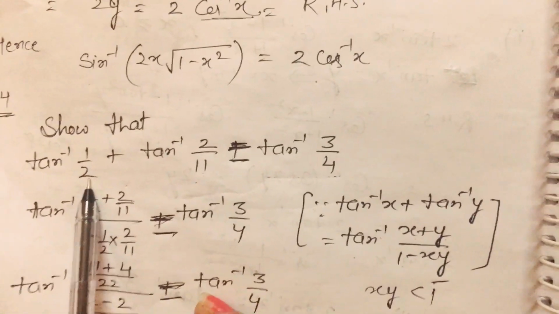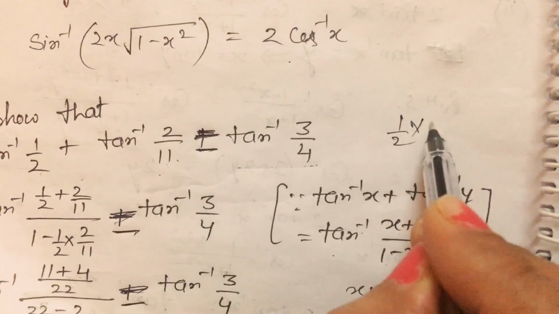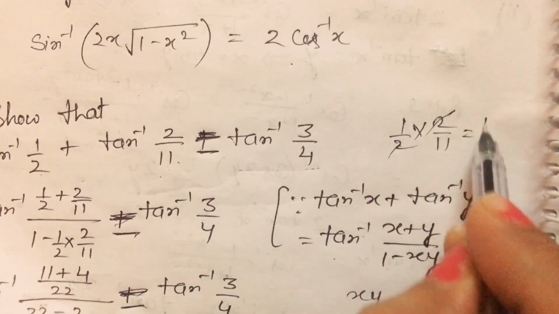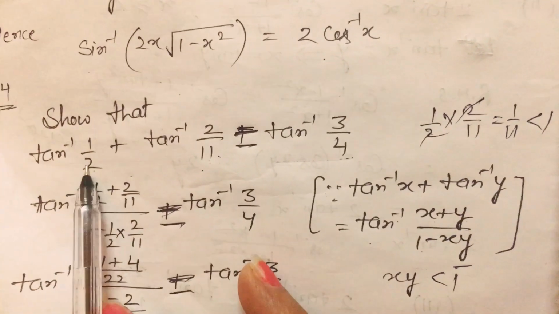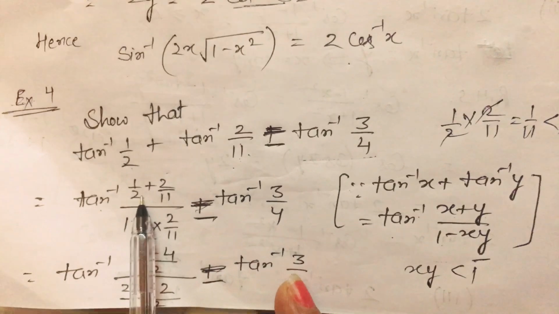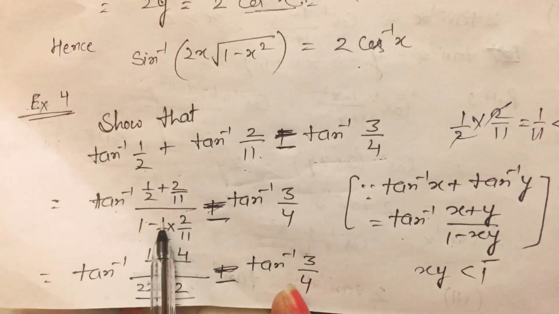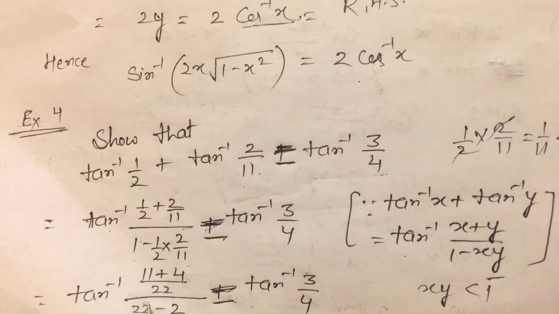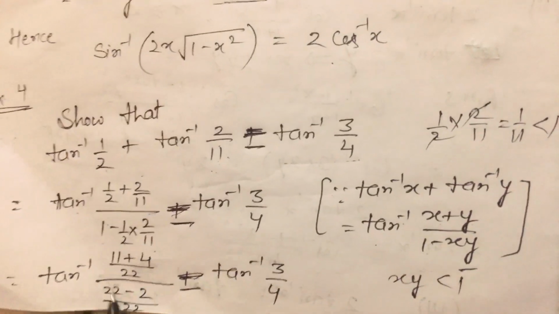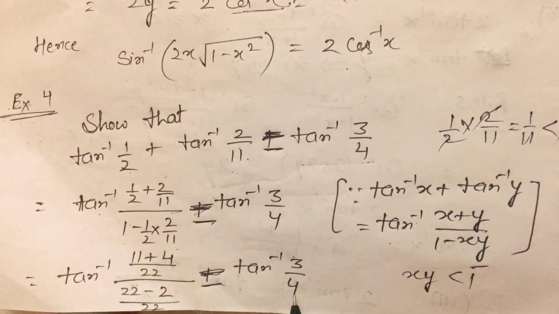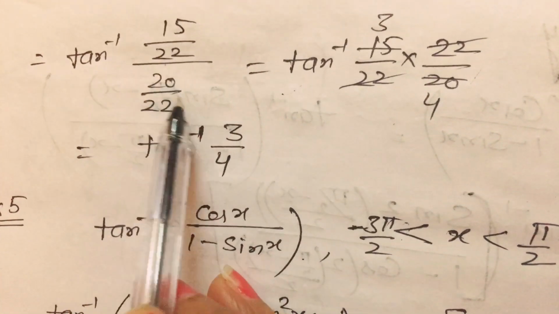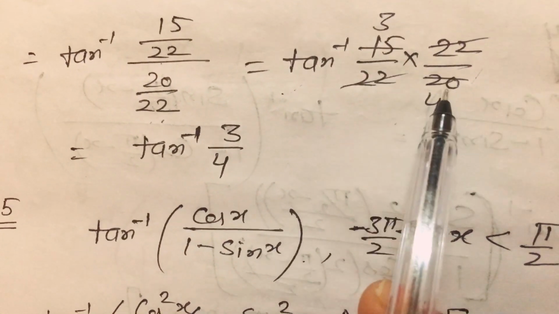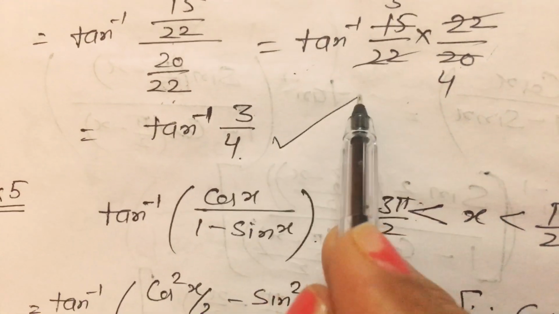Look here, what is x here? 1 by 2. What is y here? 2 by 11. So xy is 1 upon 11, and 1 upon 11 is less than 1. So we can use this formula here. It will be tangent inverse of x is 1 by 2, y is 2 by 11, upon 1 minus 1 by 2 into 2 by 11. After taking LCM and solving, we will get tangent inverse 3/4. How? After taking LCM, we get tangent inverse of 15/22 upon 20/22. 22 cancels by 22, it will be 15/20, that is 3/4. So this is the right hand side.